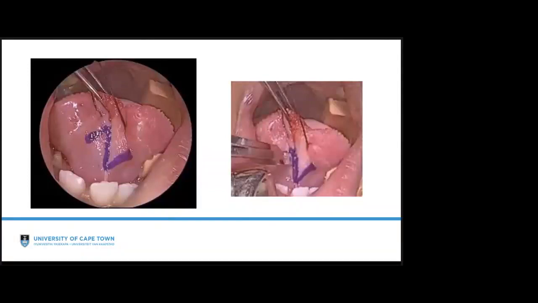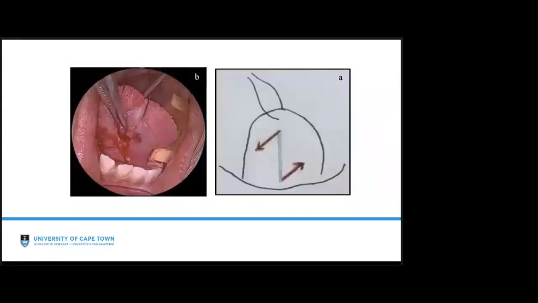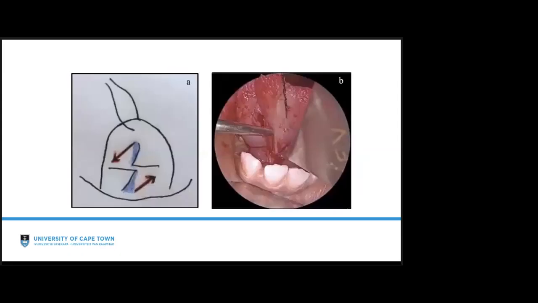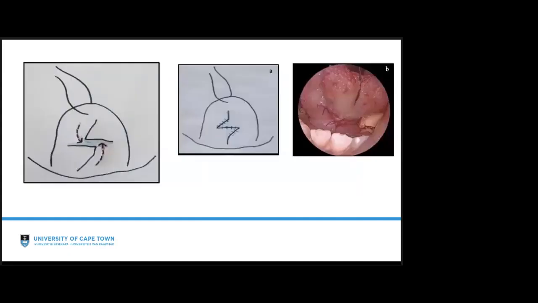You should start by making a vertical longitudinal incision along the length of the frenulum, and then 2 further incisions at 90 degrees to the first vertical one. 2 rectangular flaps can then be created and elevated, and one can then transpose the 2 flaps adjacent to each other to close in the form of a Z-plasty with interrupted 5-0 Vicryl sutures.